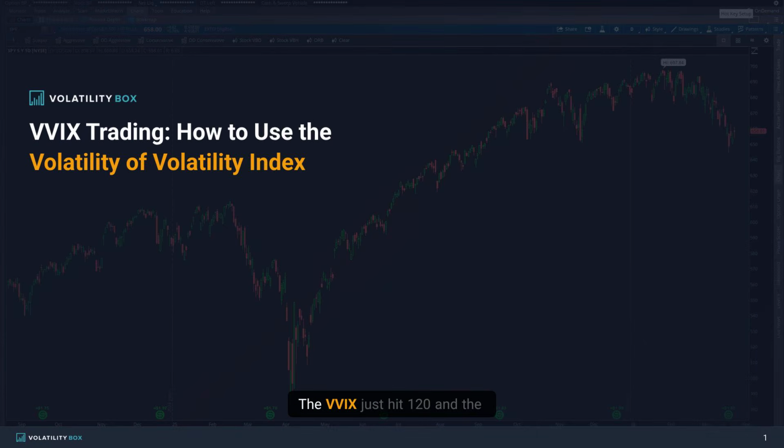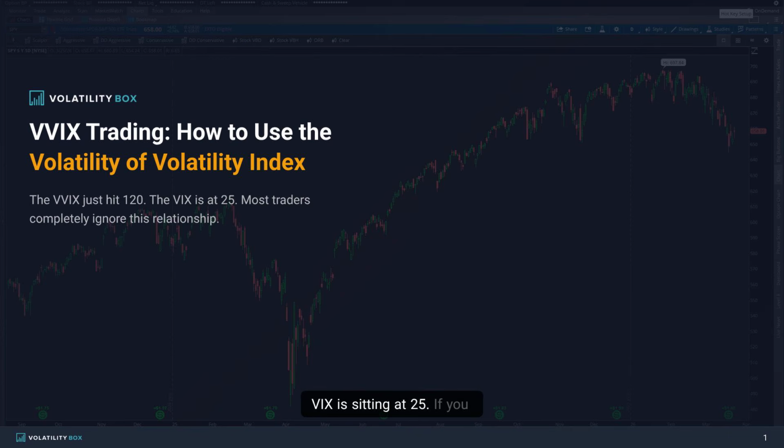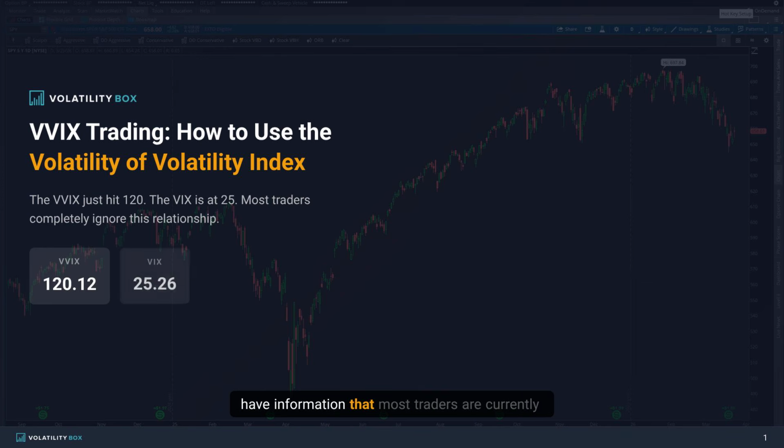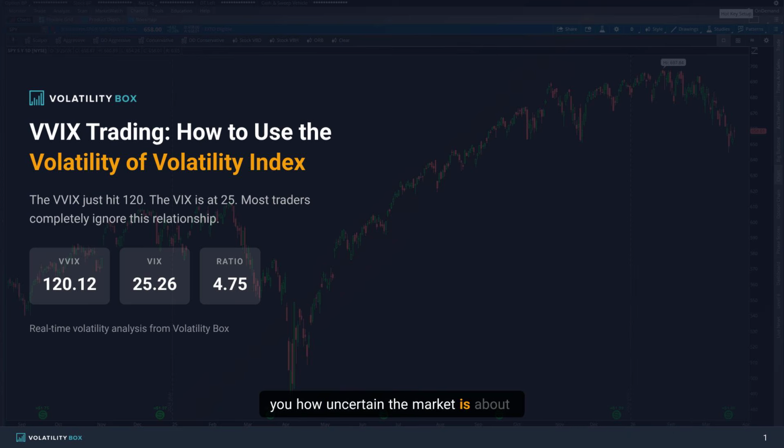The VVIX just hit 120, and the VIX is sitting at 25. If you know how to read this relationship, you have information that most traders are currently completely oblivious to. The VVIX is the volatility of the volatility index. It tells you how uncertain the market is about its very own fear forecast.